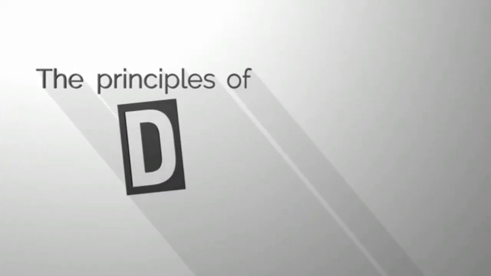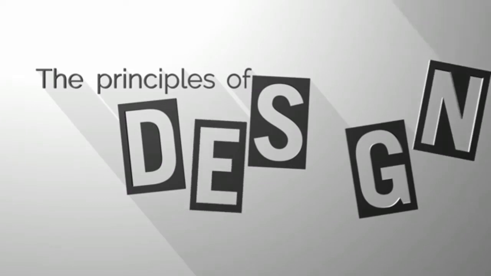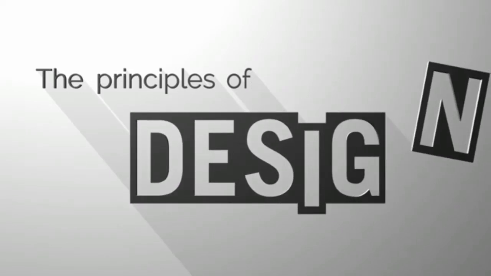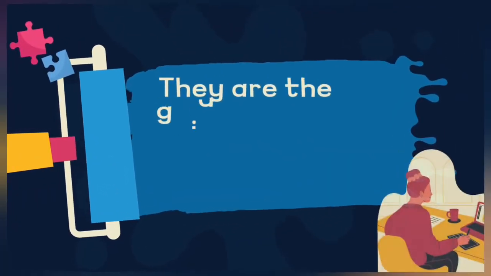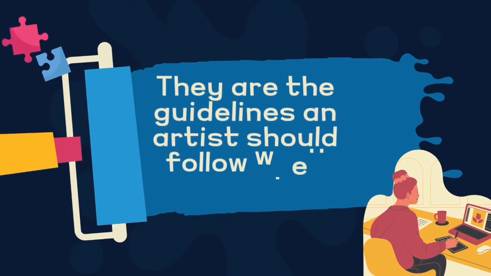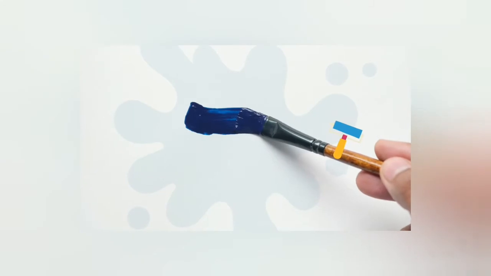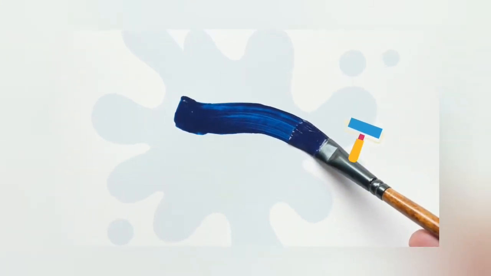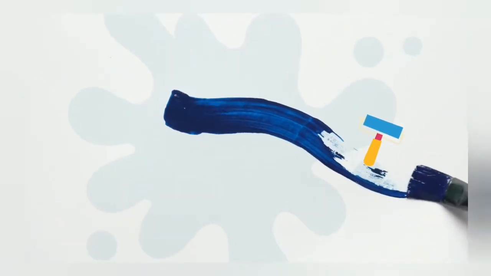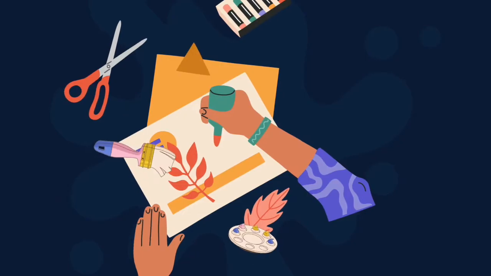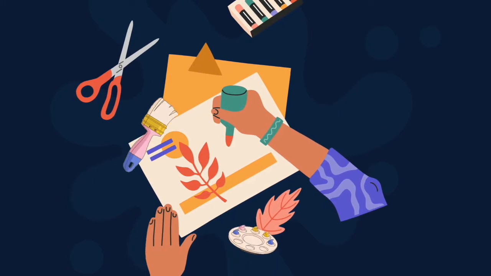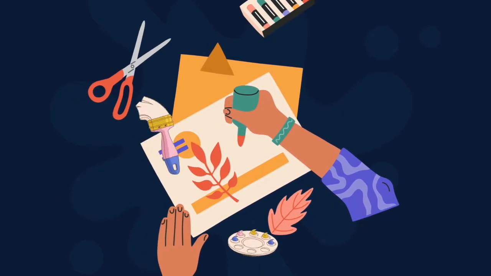The topic for this lesson is the principles of design. The principles of design are the guidelines the artist needs to follow when making a design. These principles aid the artist when making a design to achieve aesthetic value and its functionality. That is, these designs are not just made for beauty's sake, they are also made to achieve other purposes.